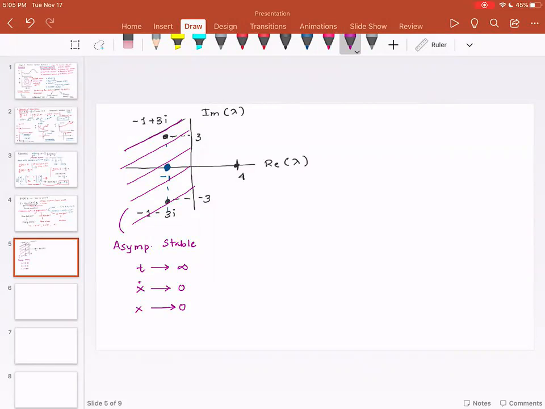So if you were to plot the response, you would see something like this type of response. Now, the next thing is, if you have an eigenvalue somewhere over here, then what's going to happen is there won't be any oscillation, but the system will actually go down to 0 like this.